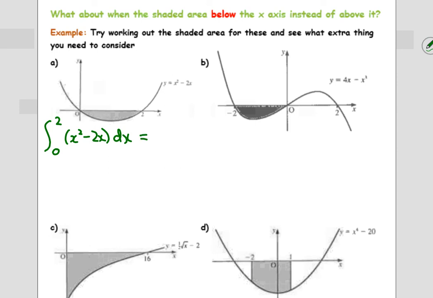So what is the answer? When you plug this into a calculator, what did you get, Krista? Negative 1.3 recurring. What would that be as a fraction? 1 1/3, so negative 1 1/3 or negative 4/3, same thing. So that's the answer to the integral.